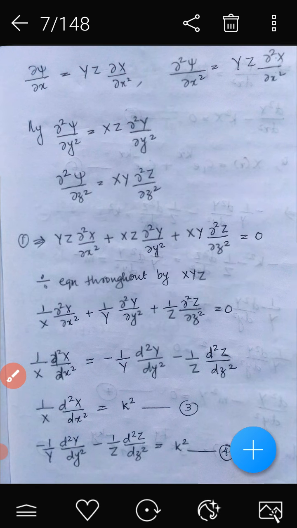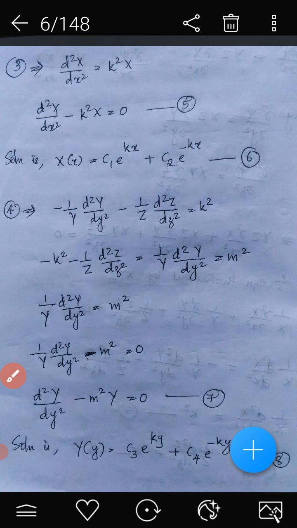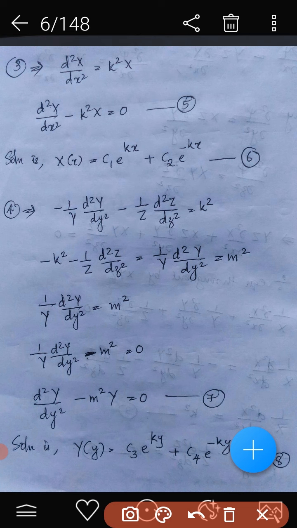Now from equation 4, that is −(1/Y) d²Y/dy² − (1/Z) d²Z/dz² = k². Now we have to separate the variables again, because here Y terms are there and Z terms are there, so we have to separate them. Then we can take this −k² here: −k² − (1/Z) d²Z/dz² = (1/Y) d²Y/dy². We separated the Y terms and the Z terms.